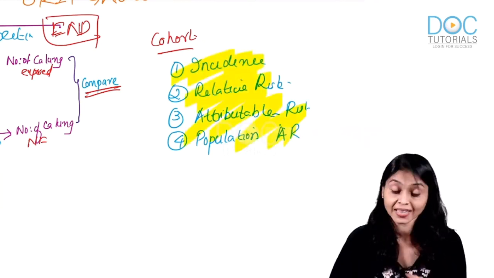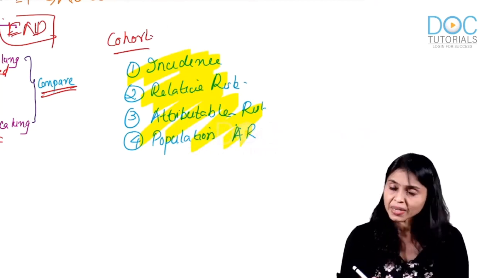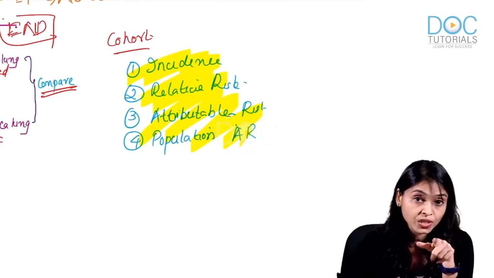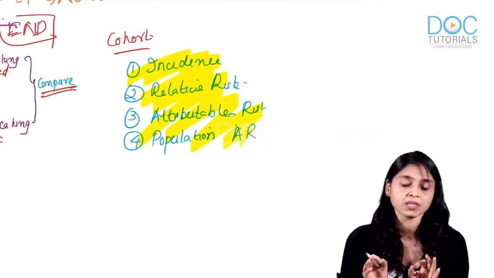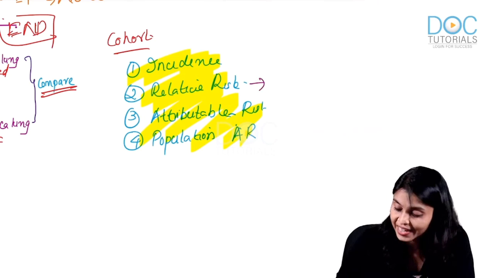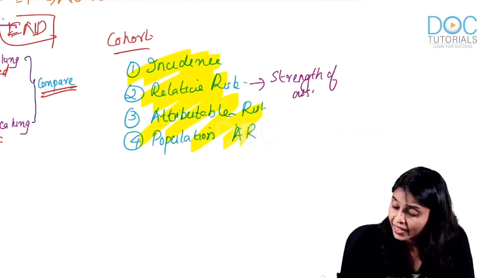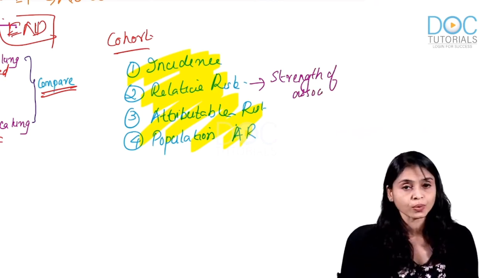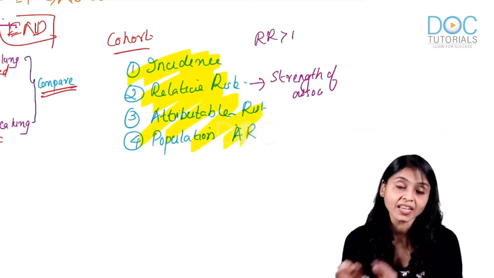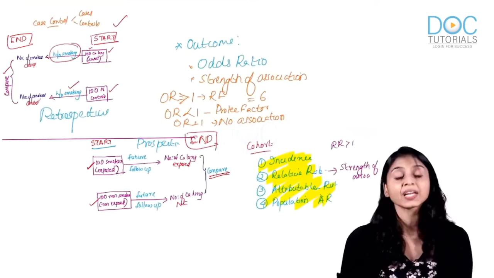Next MCQ. A very important MCQ from this is, among these 4, which one will give you the strength of association? See, in case control, odds ratio will give you strength of association, right? Whereas in cohort, it is relative risk that will give you strength of association. And the interpretation is just like what you do in odds ratio. If relative risk is more than 1, that means it's a risk factor. Less than 1, it is a protective factor. Equal to 1, that means there is no association. Okay. So we have seen all the important MCQs from case control and cohort.